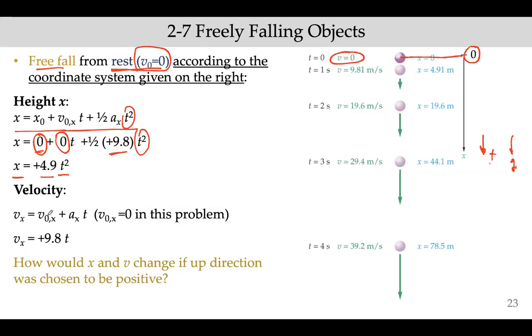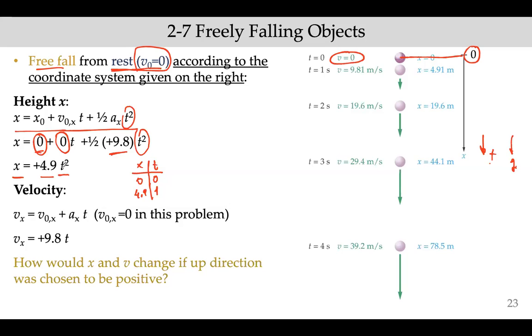So this formula would give us the position at different times. For example, let's make a table like this. When time equals 0, the position will be 4.9 times 0 squared, which gives us 0. When time equals 1, the position will be 4.9.